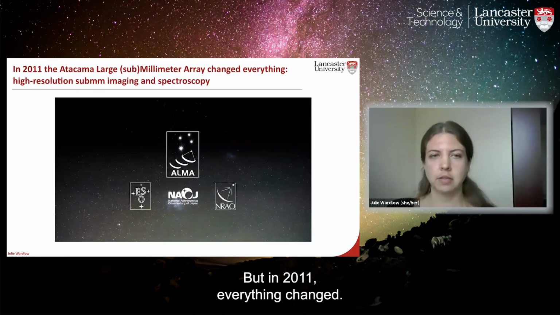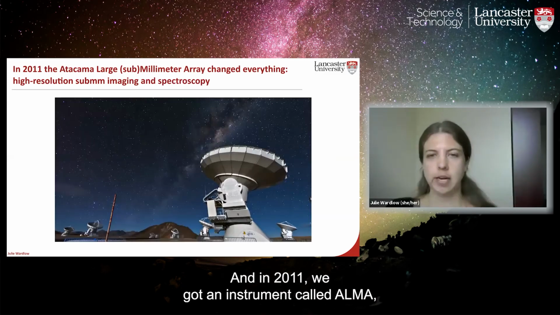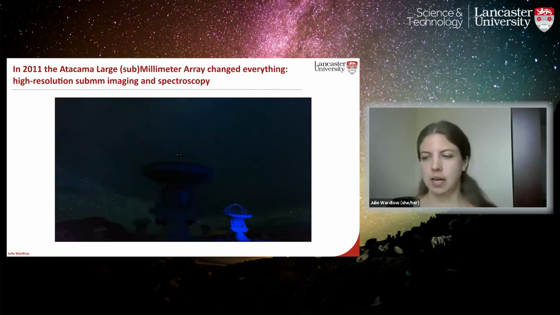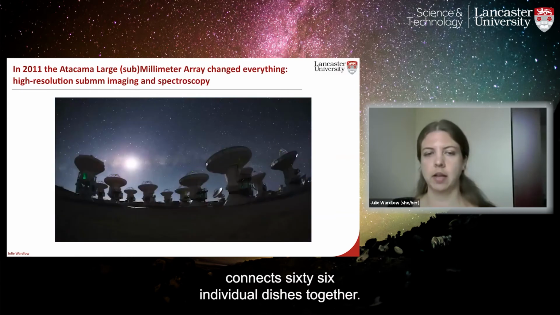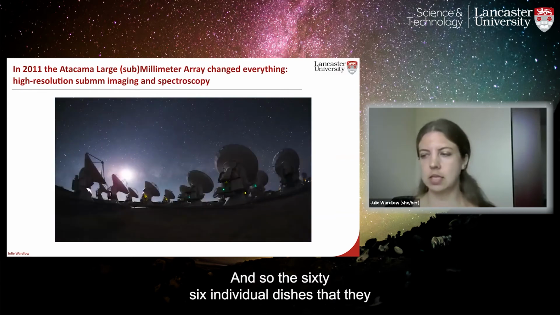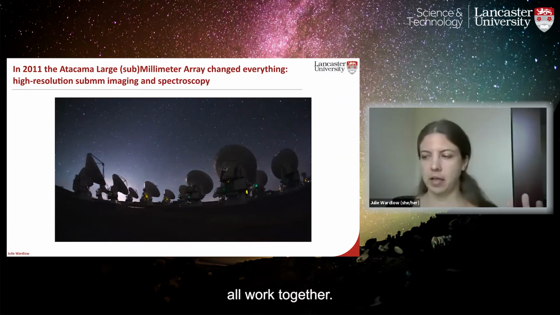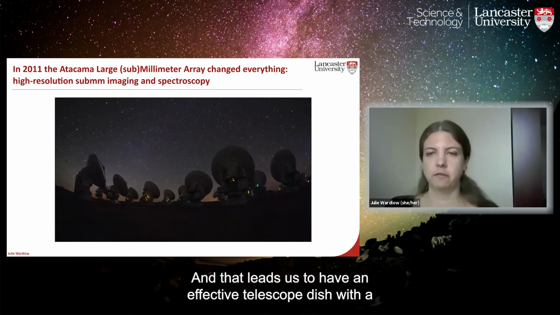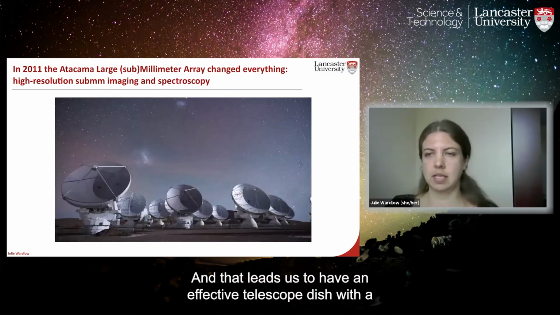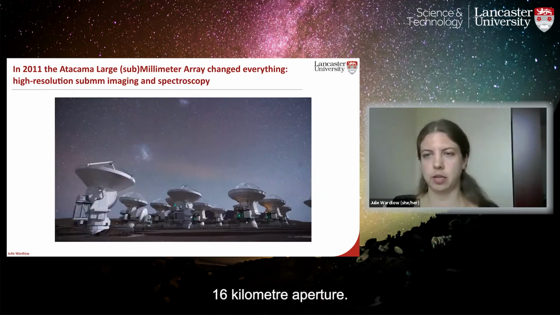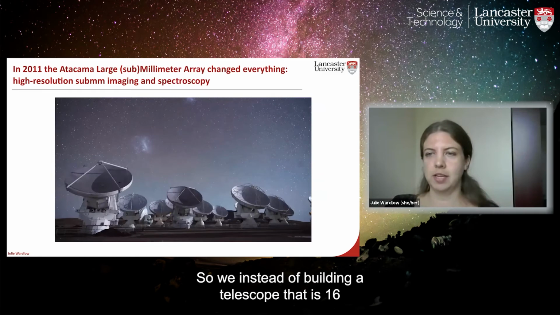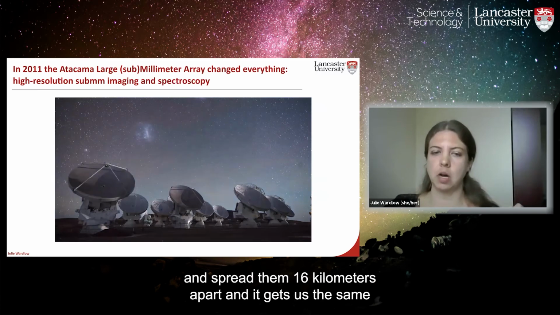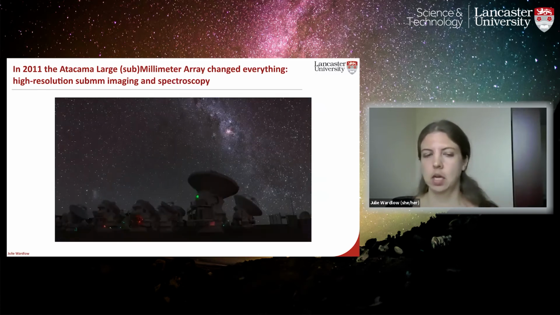But in 2011, everything changed. In 2011, we got an instrument called Alma, the Atacama Large Millimetre Array. And this connects 66 individual dishes together. And these are in Chile in the desert. So there are 66 individual dishes that all work together. You can see them in this video scanning the sky together. And that gives us an effective telescope dish with a 16-kilometer aperture. So instead of building a telescope that is 16 kilometers across, we can connect these 66 dishes and spread them 16 kilometers apart. And it gets us the same sort of data.